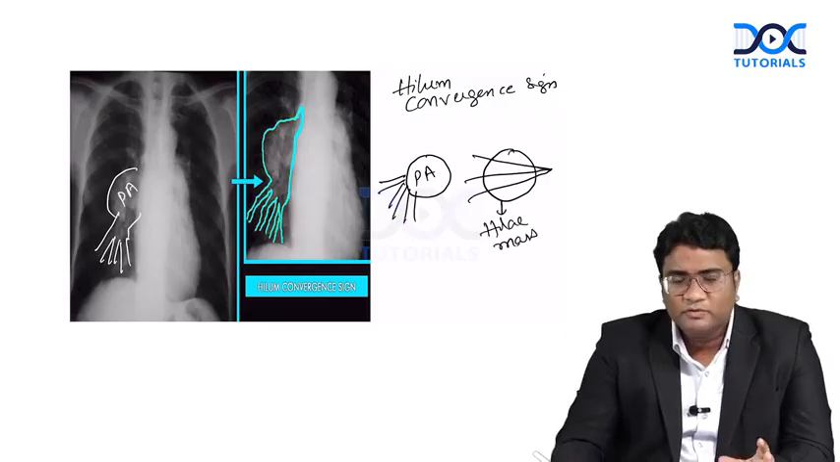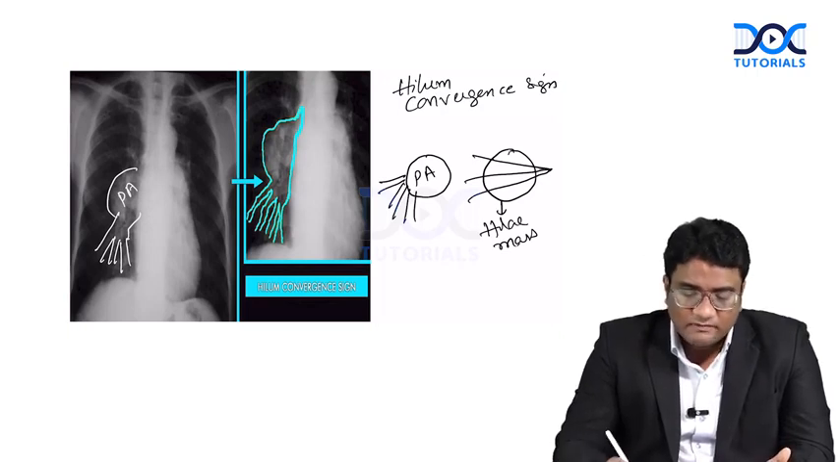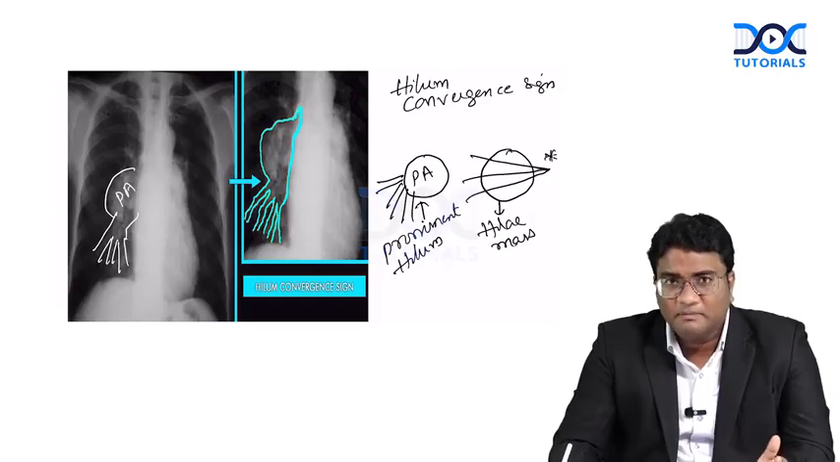So whenever you're confused, is it a prominent hilum or a prominent pulmonary artery? Look at the adjacent blood vessels. Are they converging on it or are they converging medial to it? If they're converging on it, this is a prominent pulmonary artery, whereas if they are converging medial to the opacity, this is a hilar mass.